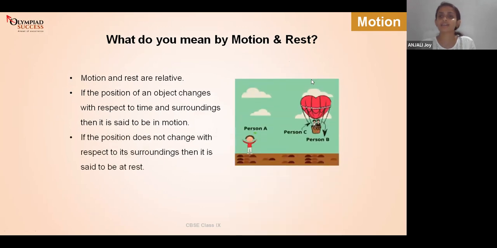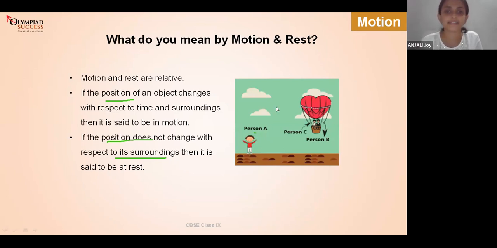Okay. So if the position of an object changes with respect to time and surrounding, then it is said to be in motion. And if the position does not change with respect to its surroundings, then it is said to be at rest. For explaining that, I have used an image over here. Can you see the image, everyone? Yes, can you see the image? Okay, fine. So what do you see here?